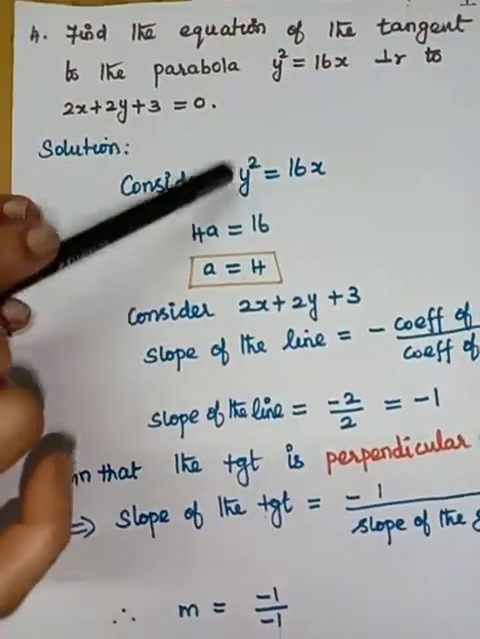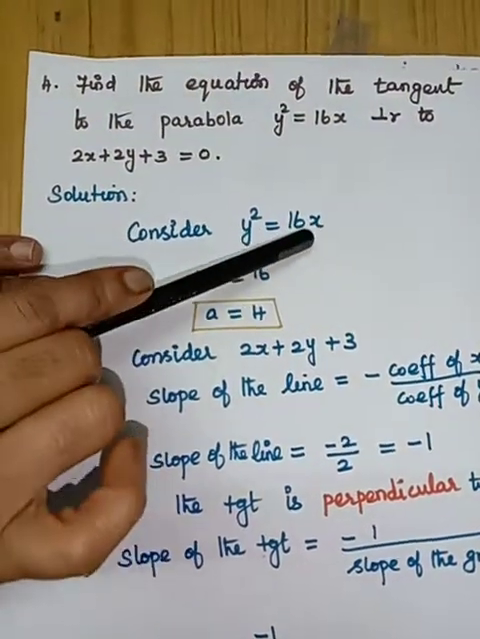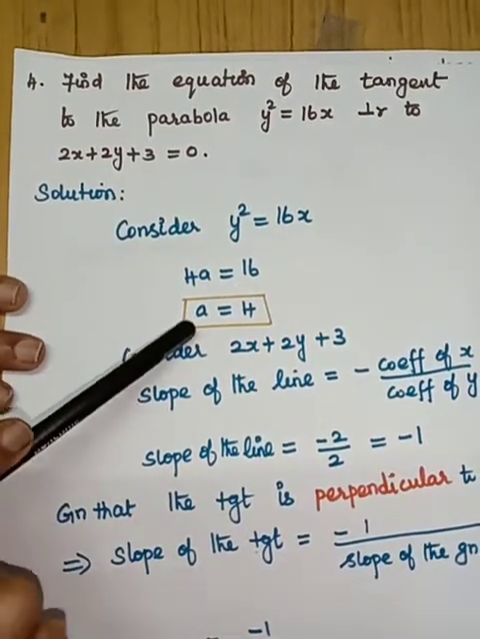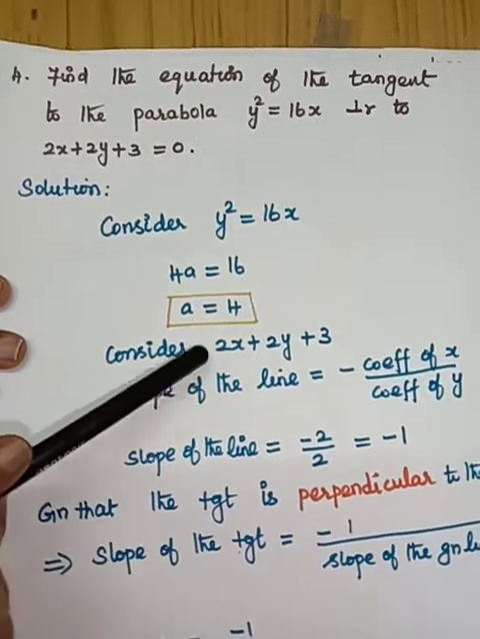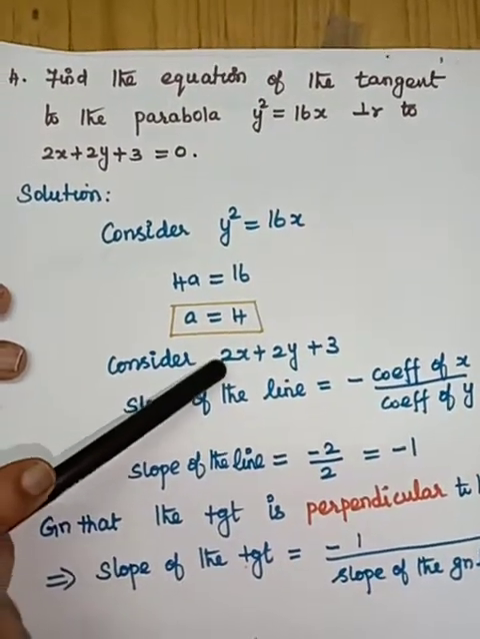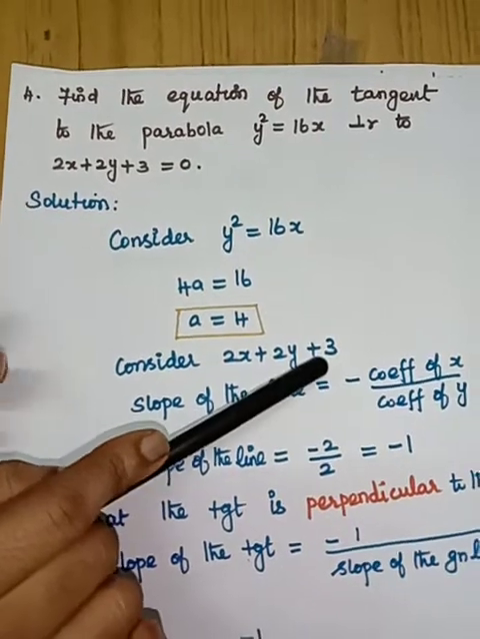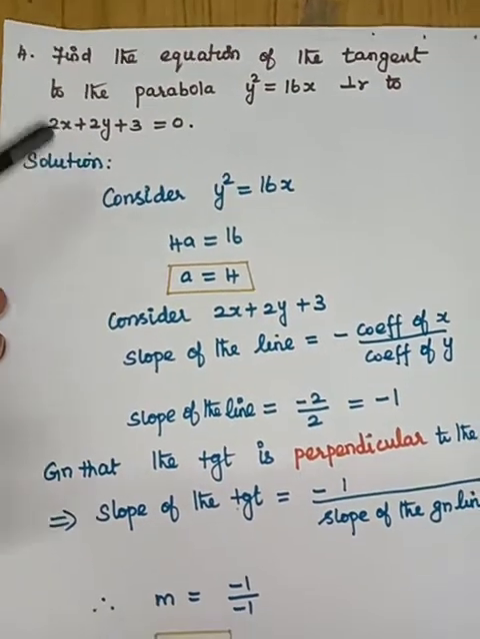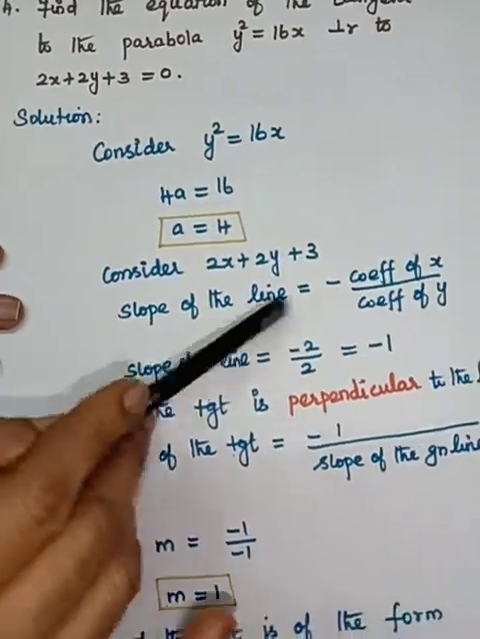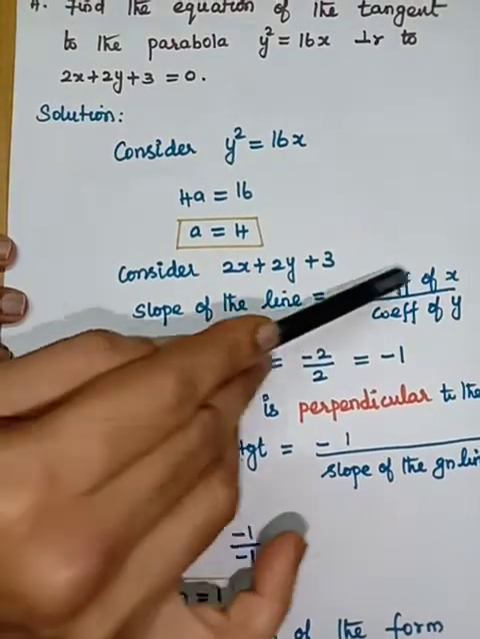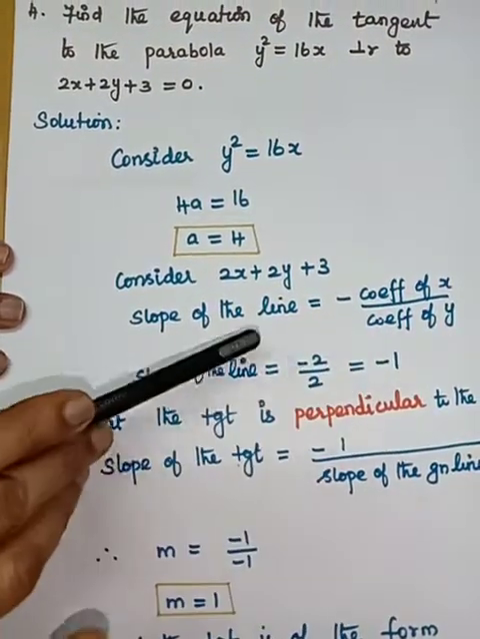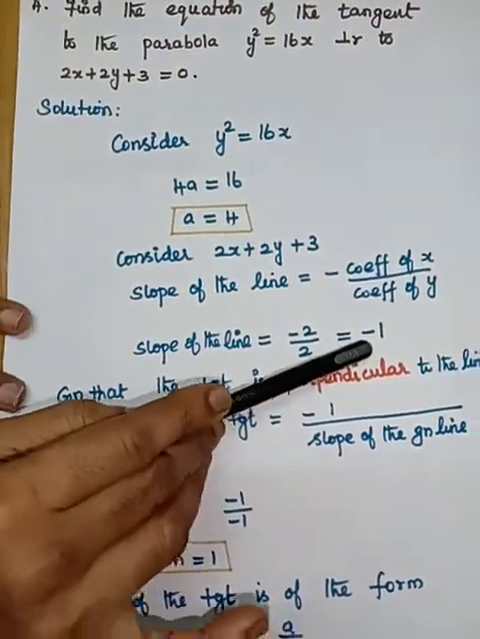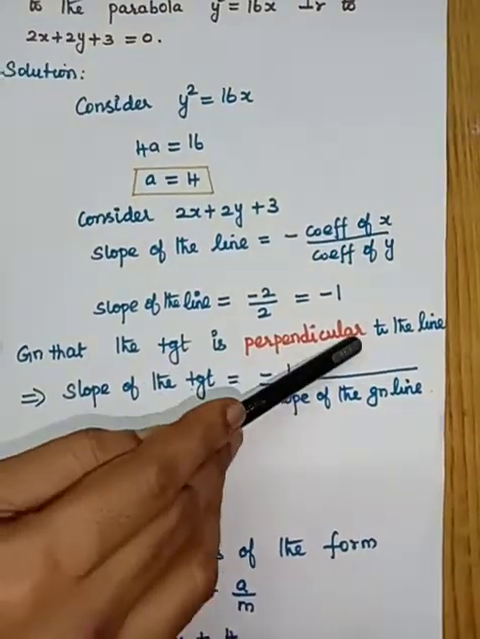So first I'll consider the parabola y squared is equal to 16x. When you compare with the standard form, we know that 4a is equal to 16. From that you can find a is equal to 4. Next you consider the line: 2x plus 2y plus 3. Here the tangent is perpendicular to this given line. So first we are going to find the slope of the line. The formula I have used is minus coefficient of x by coefficient of y. So it is minus 2 divided by 2, that is equal to minus 1. Given that the tangent is perpendicular to the line.